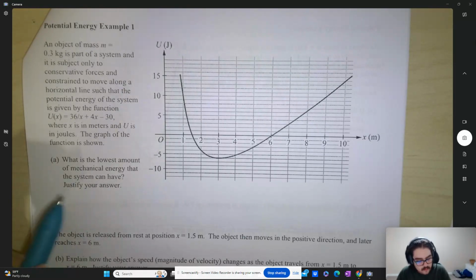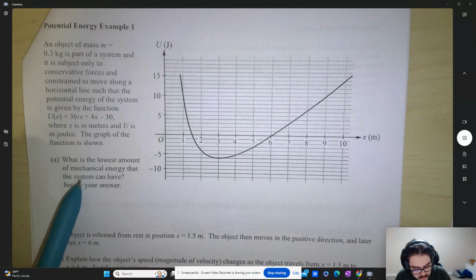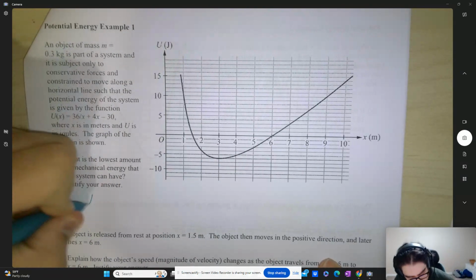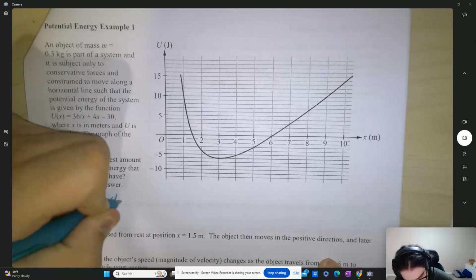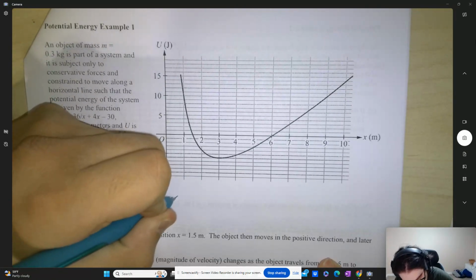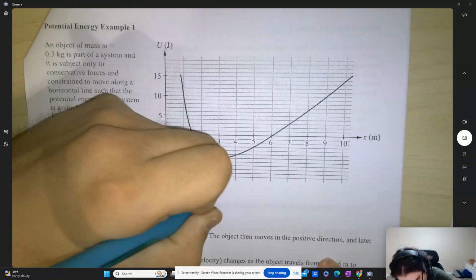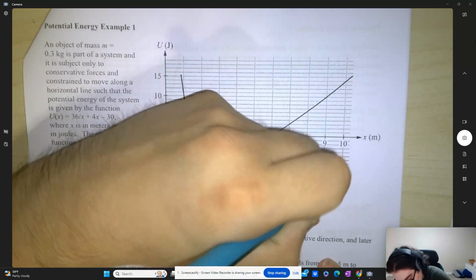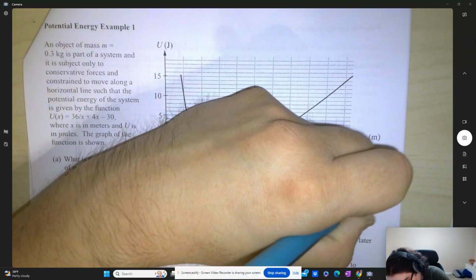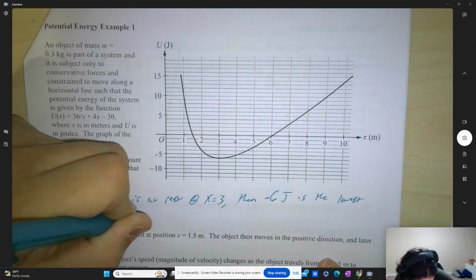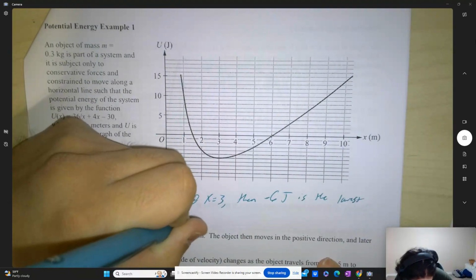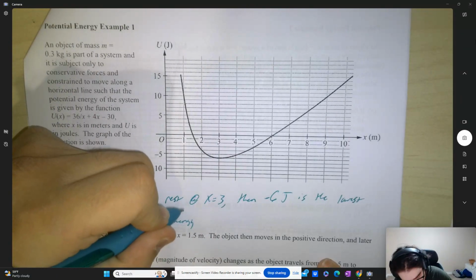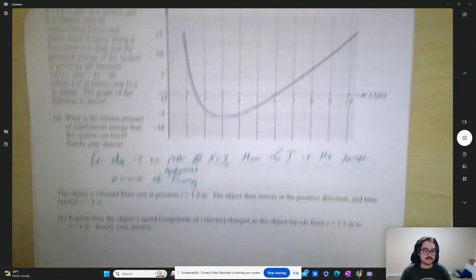Okay. Well, let's see. Assuming the object is at rest at x equals 3, okay? So if the object is at rest at x equals 3, then -6 joules is the lowest amount of energy, or I should say mechanical energy. Okay.